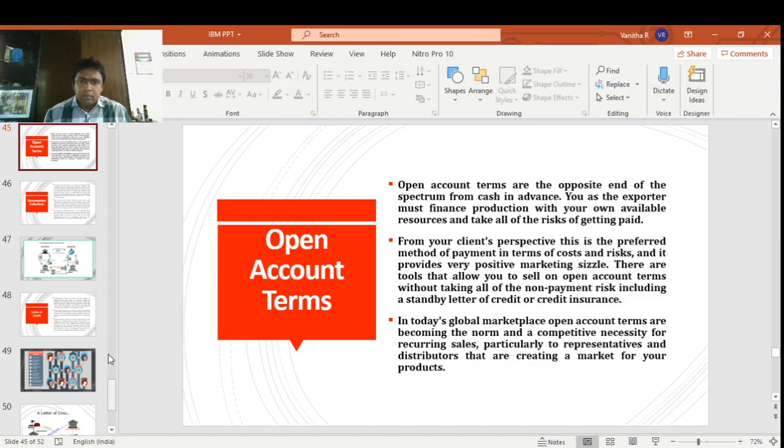Then the existing market or global marketplace standards, if you look at this, global marketplace open account terms are becoming the norm and a competitive necessity for recurring sales, particularly to representatives and distributors that are creating a market for your products. So it is an open market, which is really under risk. This is what the open market or open account says.